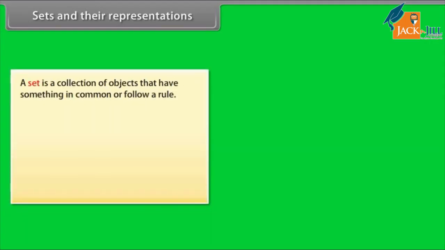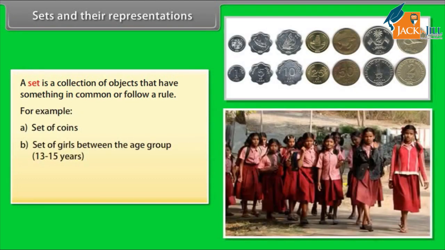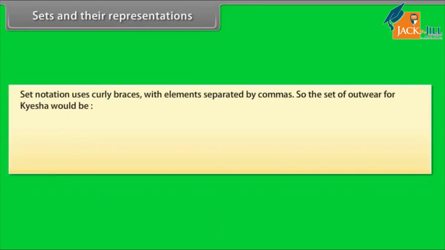Sets and their representations. A set is a collection of objects that have something in common or follow a rule. For example, set of coins. Set of girls between the age group 13 to 15 years. The objects in a set are called its elements. Set notation uses curly braces with elements separated by commas.